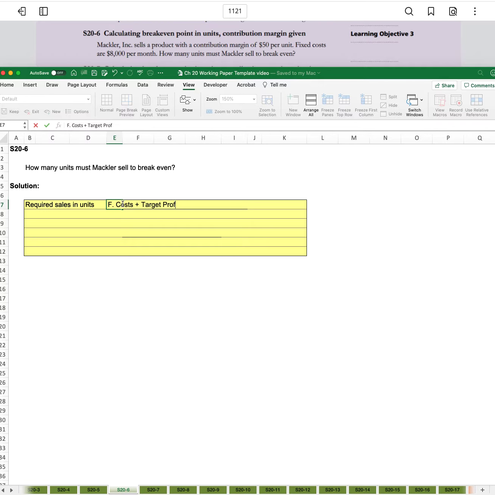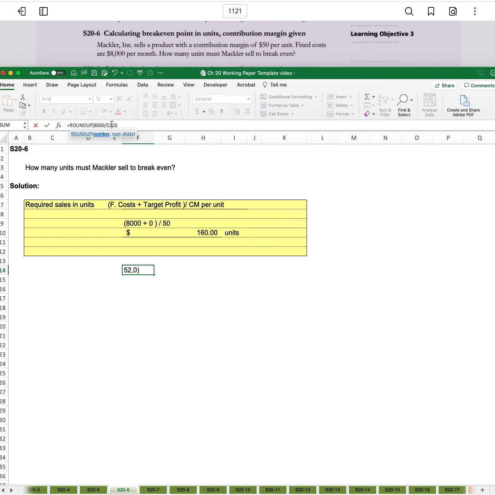And something to keep in mind is that we have to round to a whole number because we can't sell partial units in order to break even. In this case it worked out perfectly, but I would recommend using the Excel function equals ROUNDUP and then our 8,000 divided by 50, comma, how many digits do you want it to round to? In this case it's 0 because we want it to round to a whole number, close parentheses. Let's change this just so that it's not a perfect number.